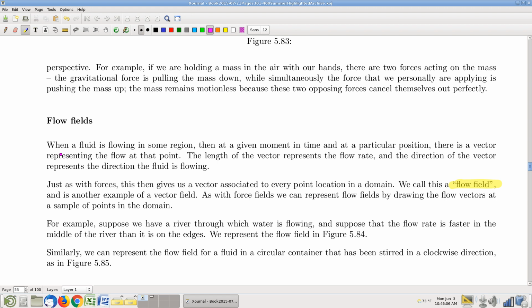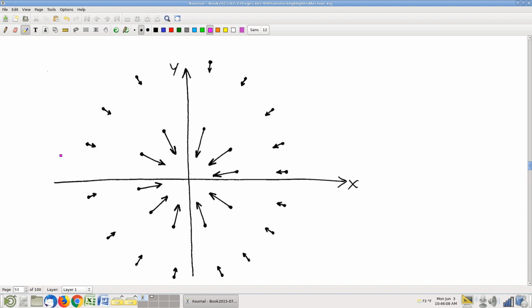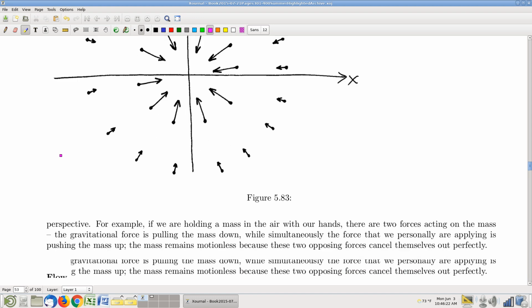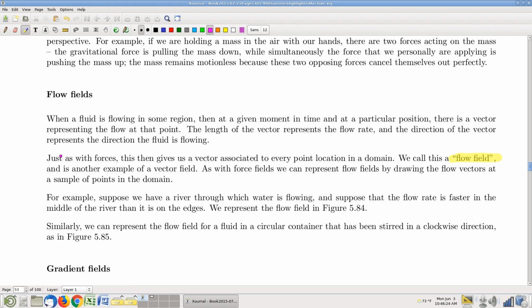Structurally, mathematically, it's the same object that we just got through talking about. For every point, there's an associated vector. We're just visualizing a different physical sort of example of it. Instead of representing forces, as we were here, we now want these arrows to represent velocities.